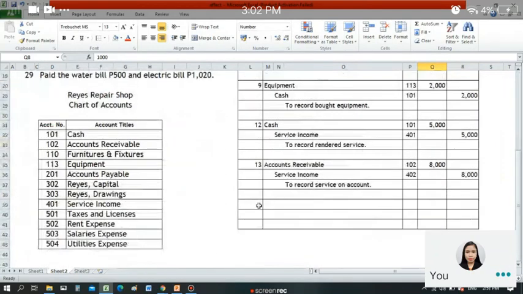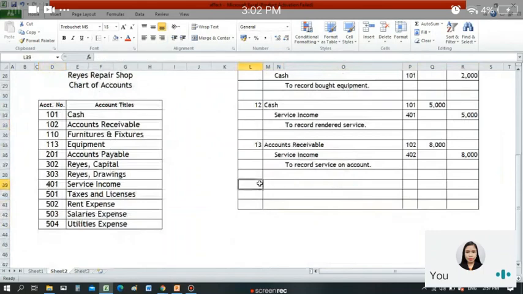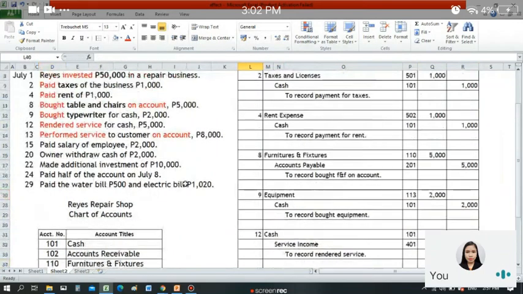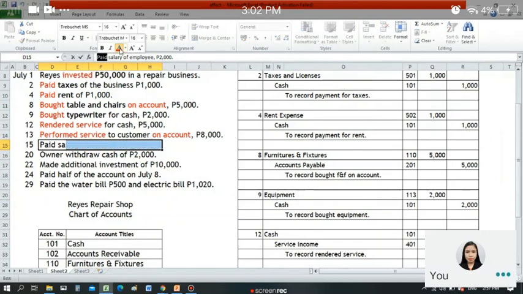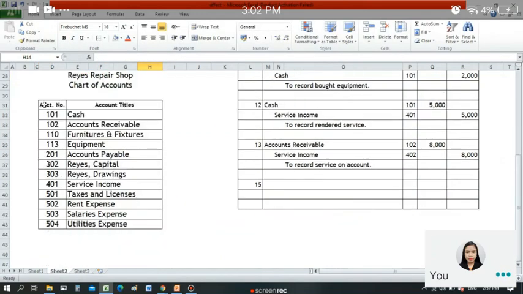Okay, so maybe isa na lang ang kakasya sa journal natin for the entry. So, July 15, the transaction is paid salary of employee. You meaning you paid an expense. So, when we say paid, meaning we decrease our cash, naglabas na naman tayo ng cash. At ano yung binayaran? The salary. So, we have an expense account na salaries expense.